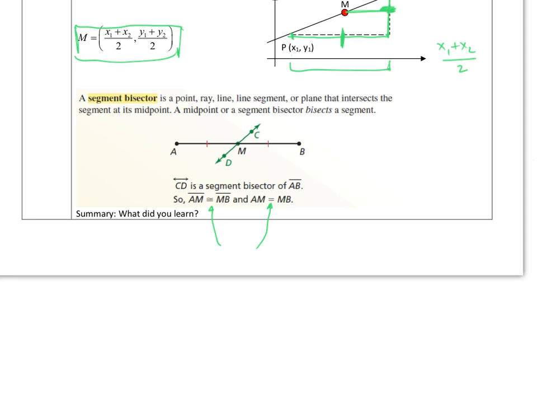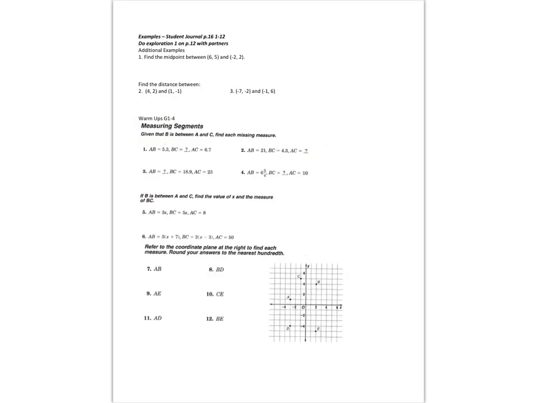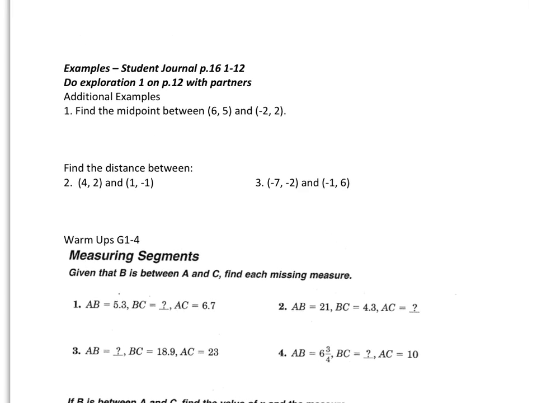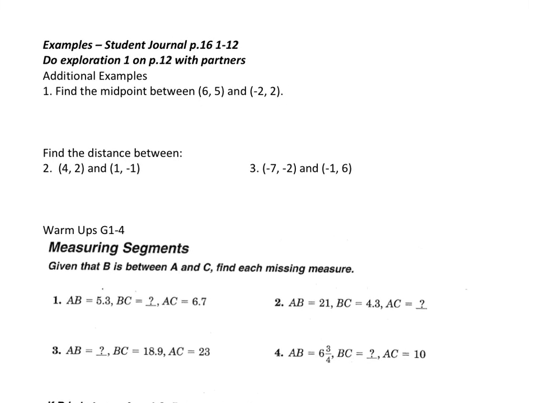So that's pretty much it for this section. I'm going to do a couple examples for you today with these. We are going to do the student journal ones in class, but let me do a couple of these additional examples right now. So I'm going to go ahead and enlarge this, and let's take a look. Find the midpoint between these two values. So let's go ahead and do that.